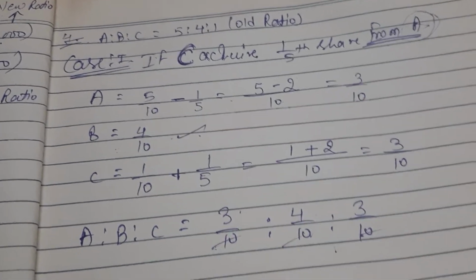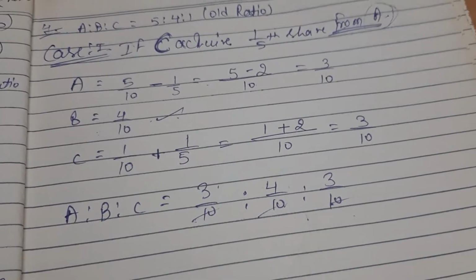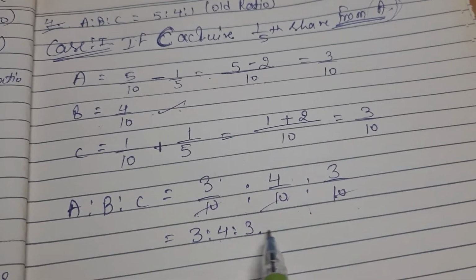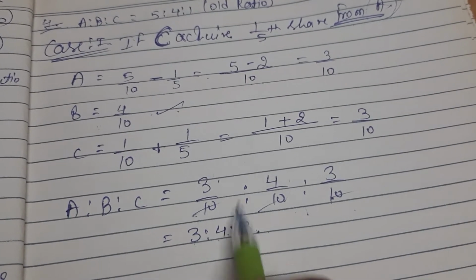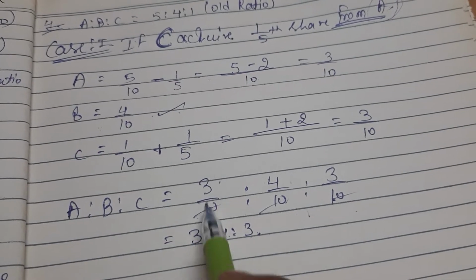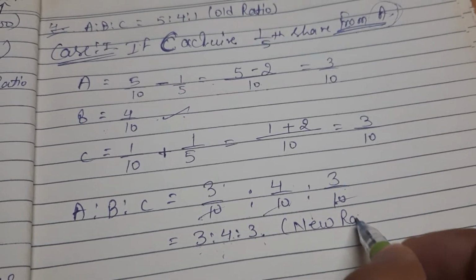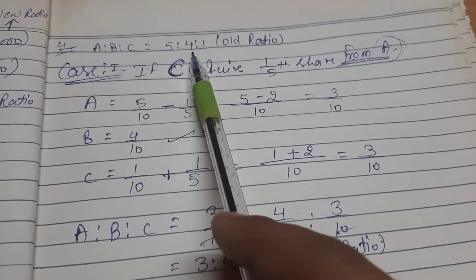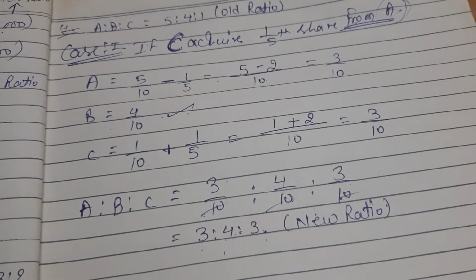So we can neglect these denominators. Why can we neglect them? Because if we neglect them, what will remain? 3, 4, 3. 3 plus 4 is 7, 7 plus 3 is 10. It means it is 3 by 10, 4 by 10 and 3 by 10. So this is your new ratio. And the old ratio was already given to you in the question, that is 5:4:1. Now you have to calculate the gaining or sacrificing ratio, which I already told you.